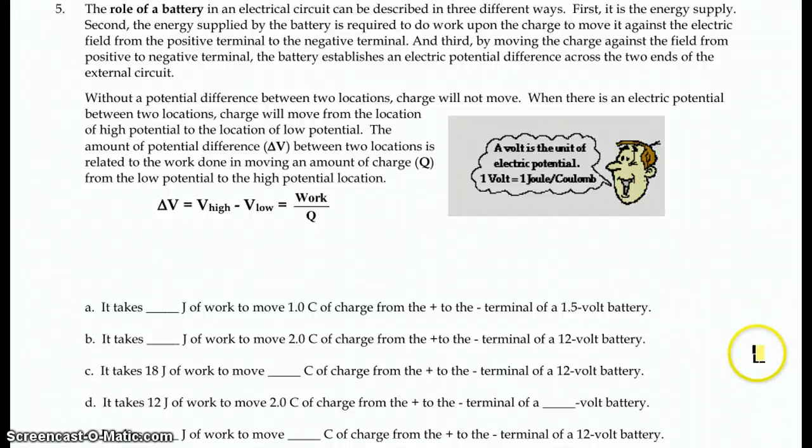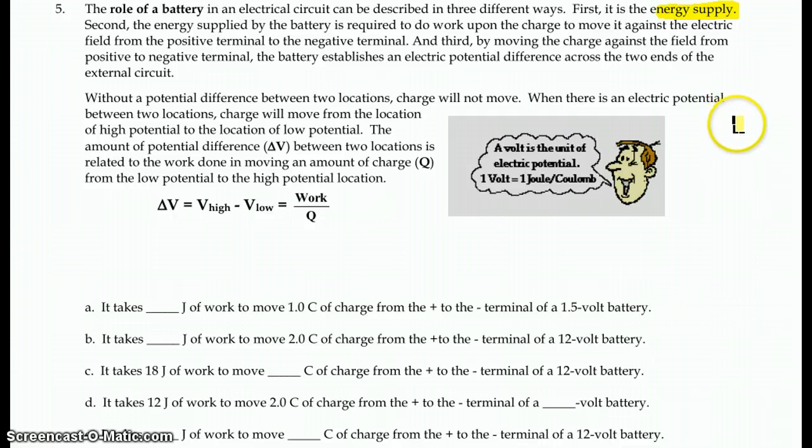Welcome to installment number 3 on electric current. We're trying to deal in this one with the purpose of the battery and the role it plays within the electric circuit. Now, you can think of it in essentially 3 ways. At first, it's the supply of energy. Since a battery uses chemicals to create that energy, eventually it's going to use up its chemical ability and it'll go dead and won't be able to supply any more energy to the circuit.